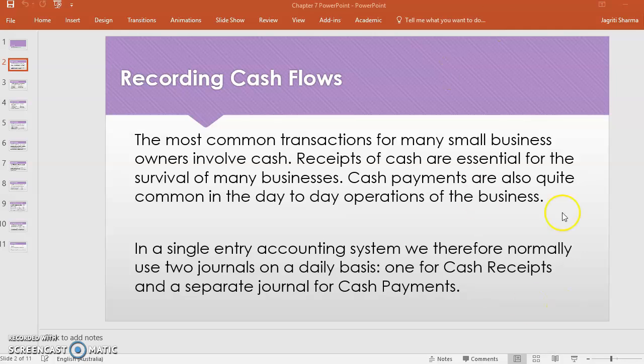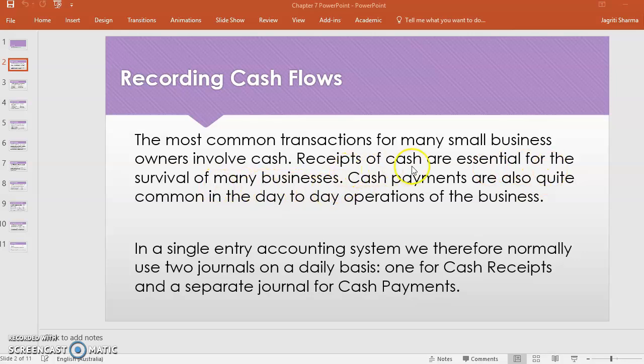Okay. Now with recording the cash flows, cash flow can be cash inflow and outflow. Inflow is when your money is coming in, and outflow is when you're paying the money. Your money is going out of your pocket. Now the most common transactions for many small business owners involve cash. Small businesses might receive money in cash and they might pay for the goods that they purchase in cash. Receipts of cash are essential for the survival of many businesses.